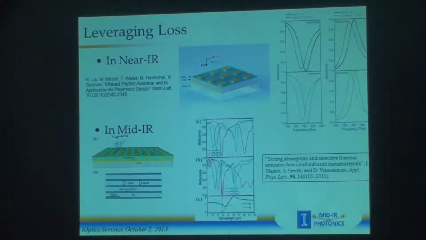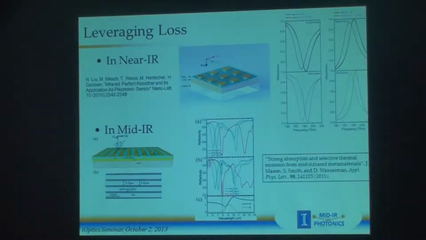Right, so for instance, in the near-IR, you can make what's called a perfect plasmonic absorber. It's basically a series of localized surface plasmon antennas that sits above a metallic ground plane, and you can get very, very strong absorption from these structures. And we can do a similar thing in the mid-infrared, and we can get basically perfect absorption at designed wavelengths. So we design our structures to absorb light 100%, which means that when we heat up our structures, they're going to selectively emit.